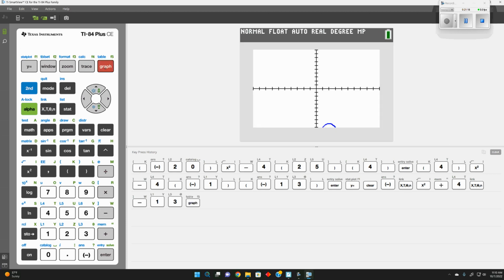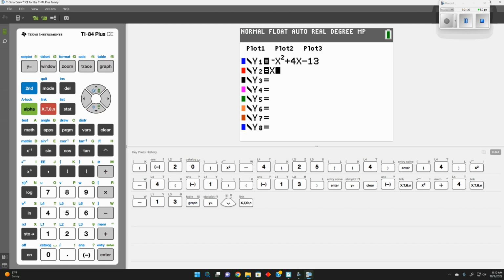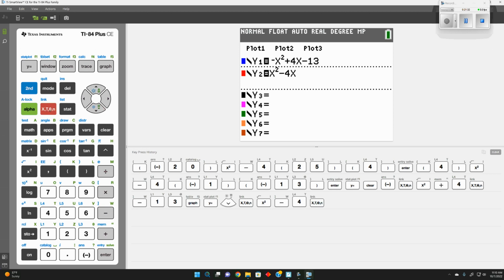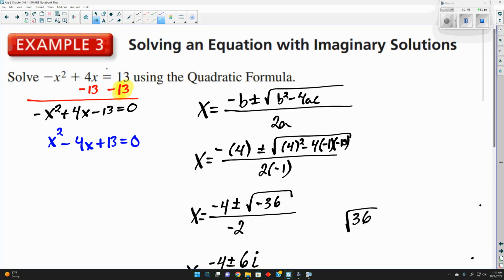This is our graph, and it's way down there, yes? And it doesn't cross the x-axis, does it? Now we have y equals x squared minus 4x plus 13. It seems like this would change it, and it does change the overall graph, it's the opposite. But it doesn't change the solutions. It'll change everything else, but our solutions will stay the same. Does that make sense?